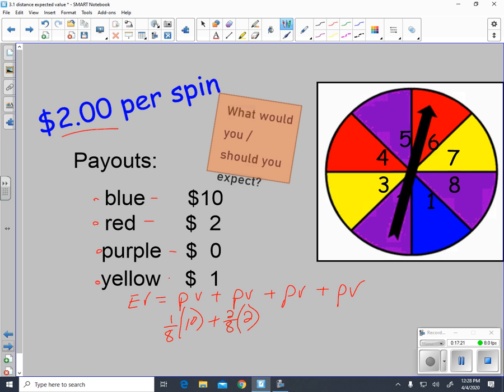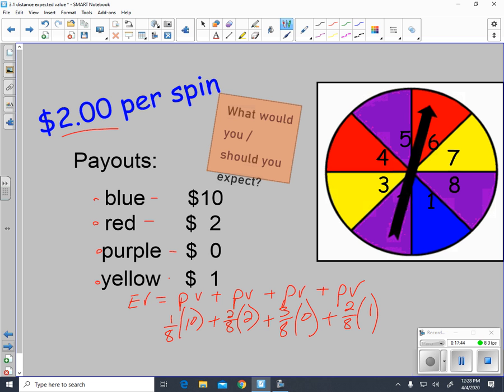When I get red, I get $2. Now I'm going down to purple. The probability I get purple is 3 out of 8, and purple is worth 0. And then finally yellow. So I'm just going to write it here. 2 out of 8 chance of getting yellow, and yellow's worth $1. So now I simplify this.